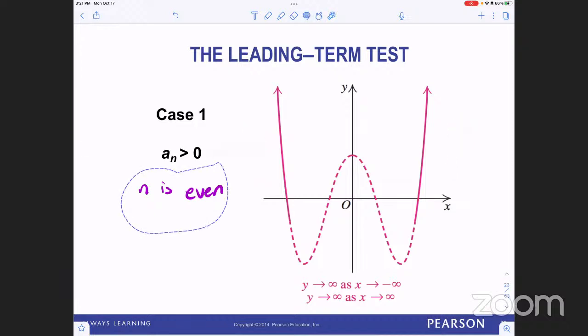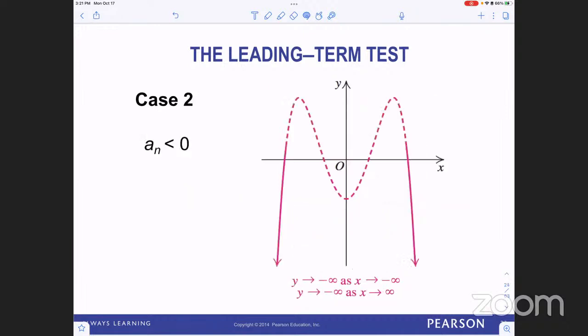The second case: we can also consider the leading coefficient being negative, right? A negative leading coefficient means the graph falls to the right. Because the degree of the polynomial is even, the other side does the exact same thing. It falls as well. Again, this test doesn't tell us anything about the middle. It doesn't give us any information there, but it tells us about what happens as x tends to positive infinity or negative infinity when considering a polynomial, okay?